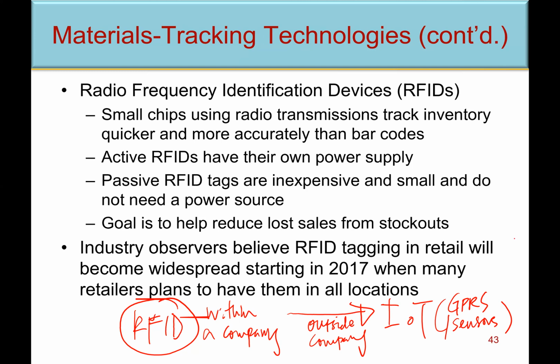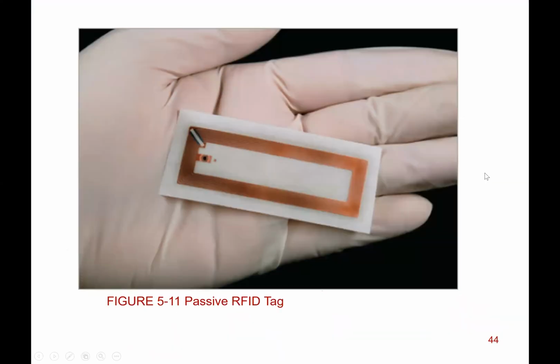Let's talk about RFID first. RFID is a small chip using radio transmission to track inventory more quickly and accurately than barcodes. Active RFID has its own power supply sending signals back to the system. But passive RFID tags are inexpensive and small and do not need a power source, so passive RFID is more popular because it is less expensive. The goal is to help reduce lost sales from stock out. They can know the exact location of the products within a company, so better inventory management. This is a typical passive RFID tag.